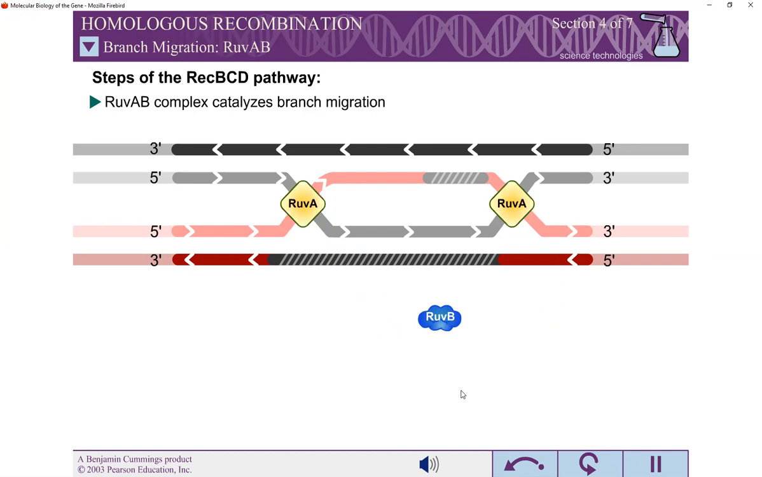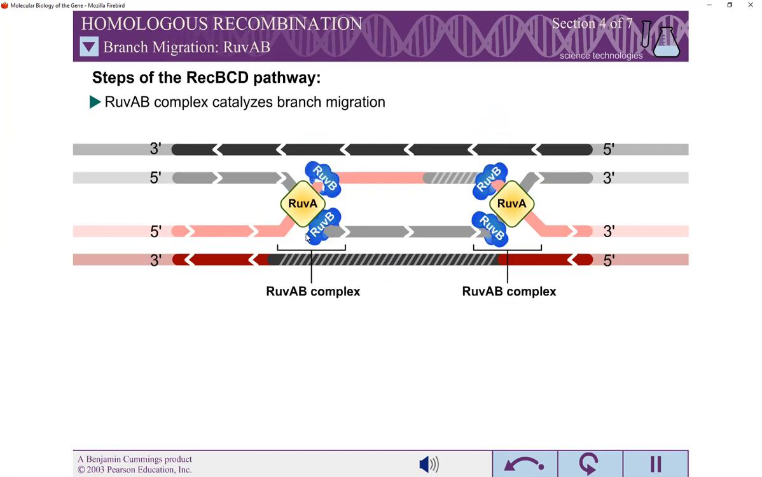RuvA protein is a DNA binding protein that recognizes the gross structure of the Holliday junction, regardless of its specific DNA sequence. Regardless of its specific DNA sequences, it will bind to the position where the resolution has to take place. RuvA recruits two hexamers of RuvB to each Holliday junction to form RuvAB complexes.